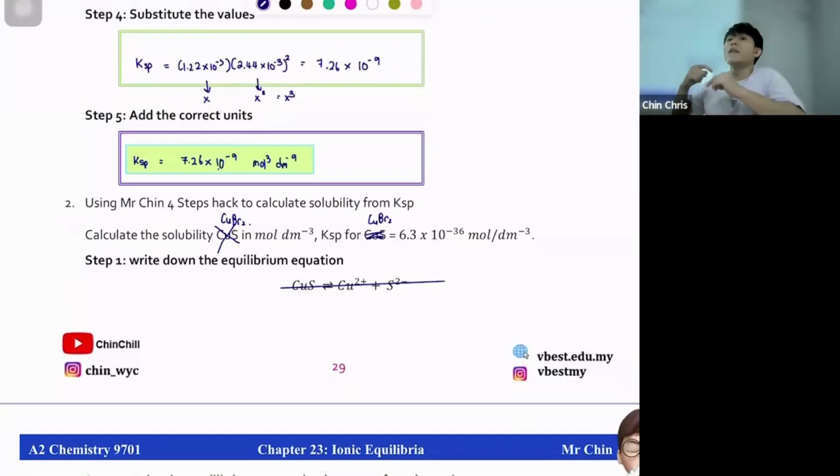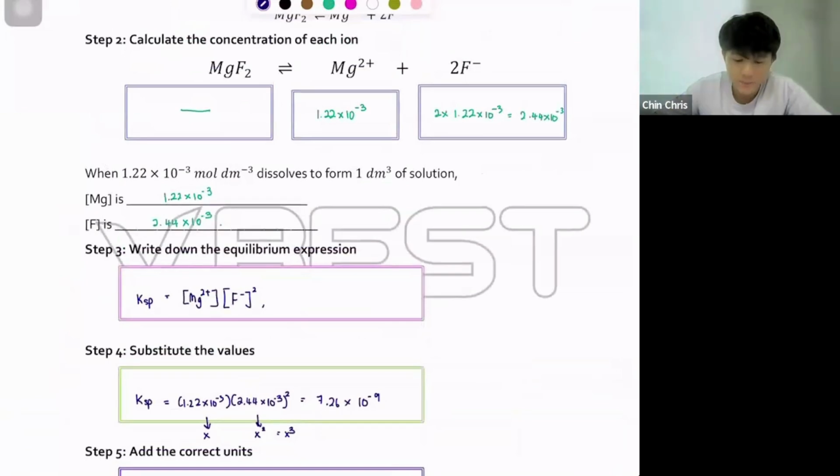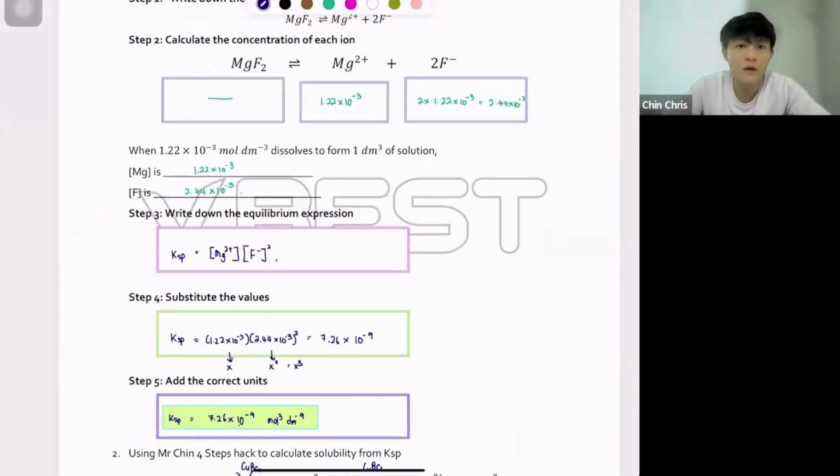Right now, what are you working? It's just repeating, but you're working backwards. So try to work backwards. Go, CuBr2. CuS is too easy. Guys, refer to this step. Go, go, go. Get me the answer now. Let's go.